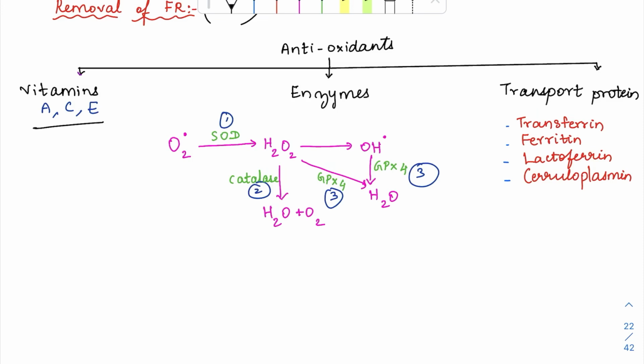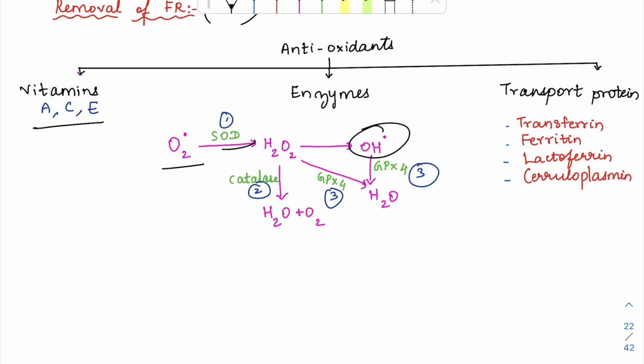Firstly, the same reaction I'm going to write again. This superoxide which was formed is going to dismutate into hydrogen peroxide with the help of the superoxide dismutase enzyme. So superoxide dismutase is the first enzyme which is an antioxidant. Then this hydrogen peroxide will form into hydroxyl ion.